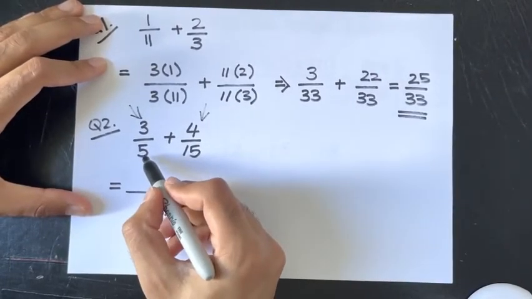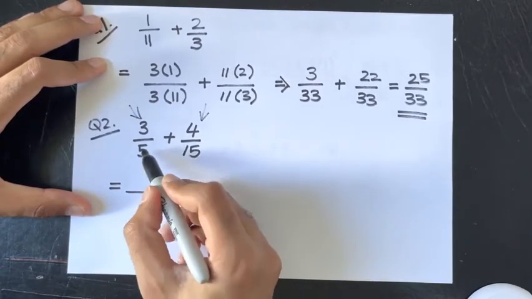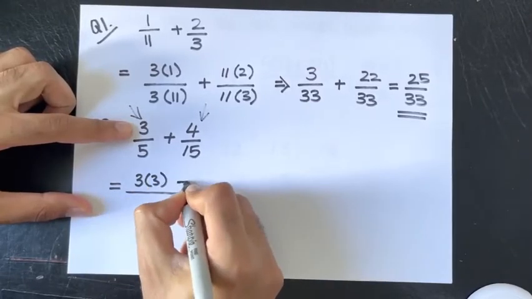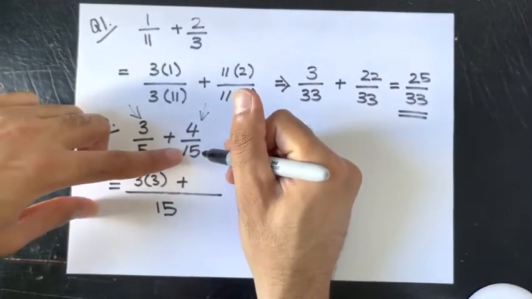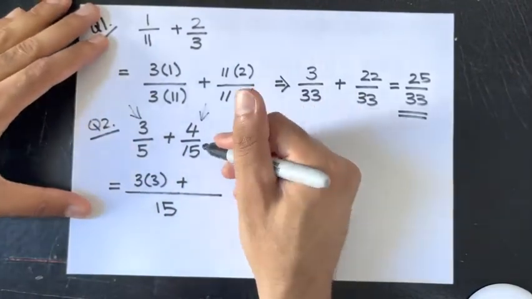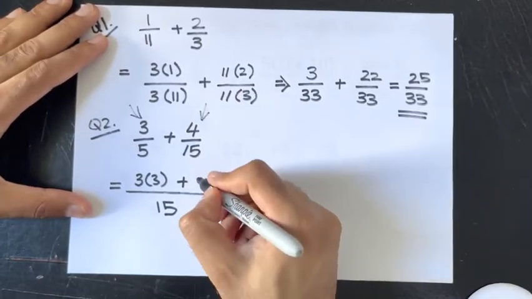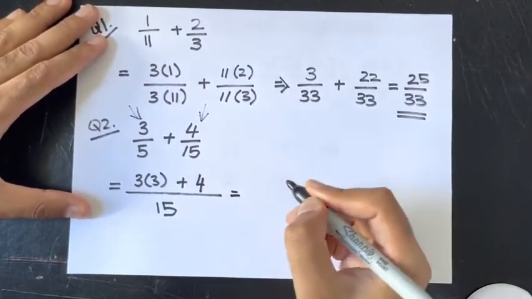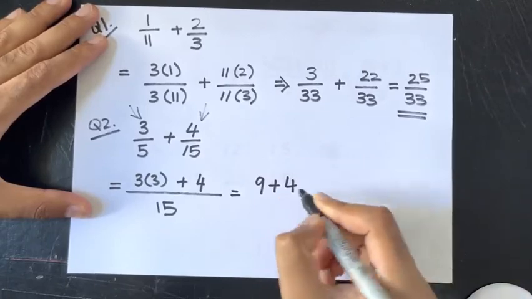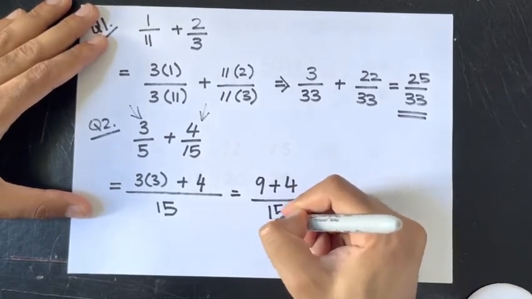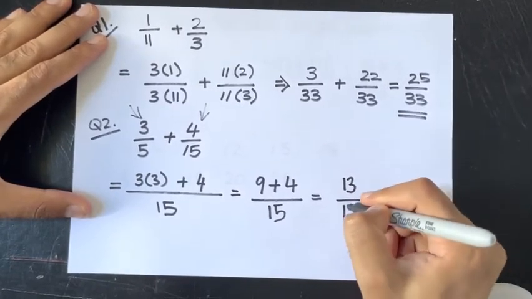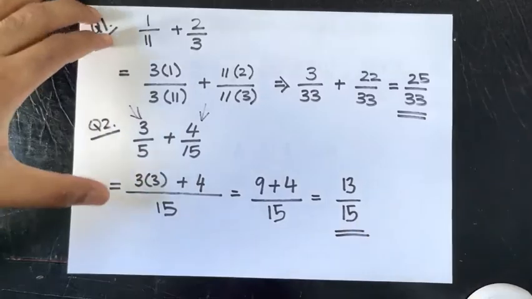And to get 5 to 15, we multiplied it by 3. So therefore we need to multiply 3 by 3. And to get to 15 from 15, well, we just multiplied it by 1. So we only need to multiply 1 by 4, or in this case, we can just leave it. So if we simplify it further, it would be 9 plus 4 divided by 15, which equals 13 over 15. And that's the answer there.